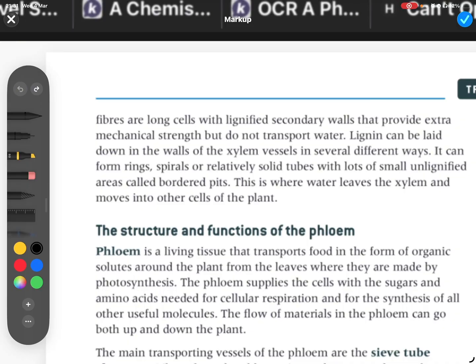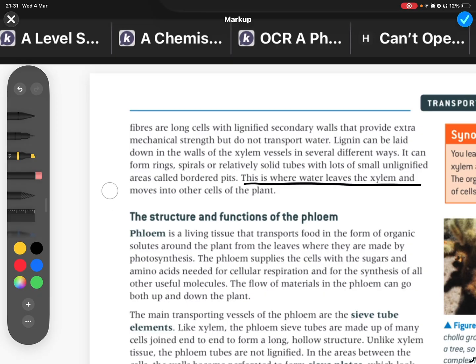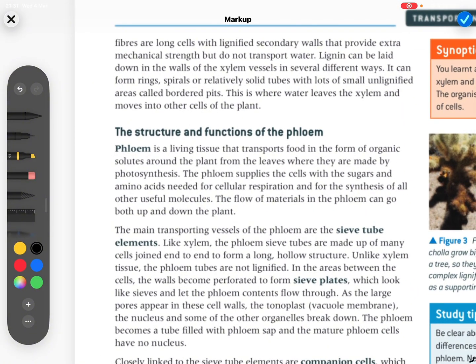Remember, bordered pits are where water leaves the xylem and moves into other cells of the plant, as just explained. That's everything you need to know about xylem. However, you can only know that if you just know it. You don't have to do flashcards, but flashcards are definitely a good way of doing it.